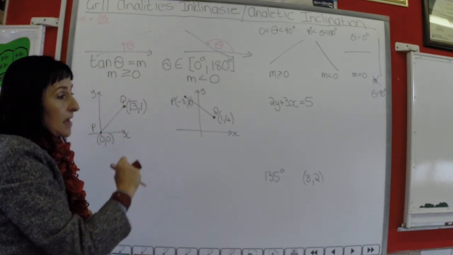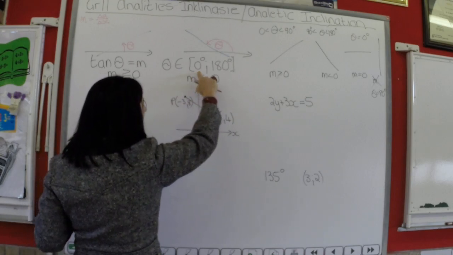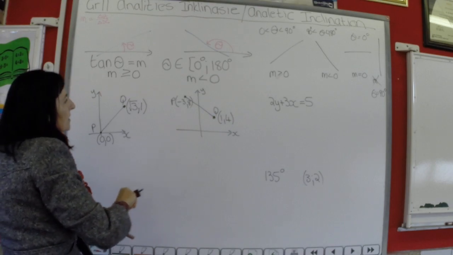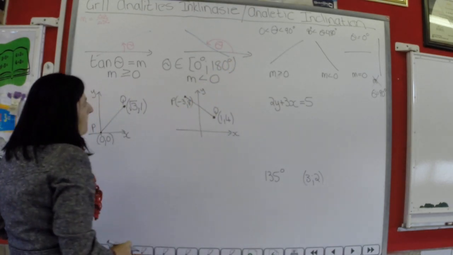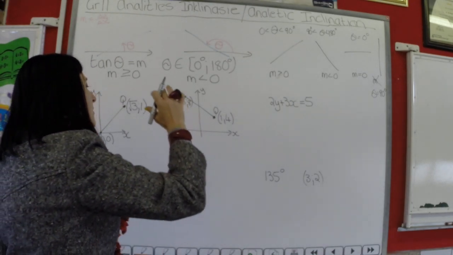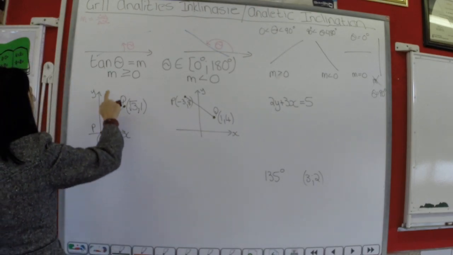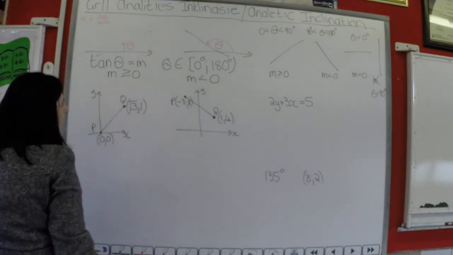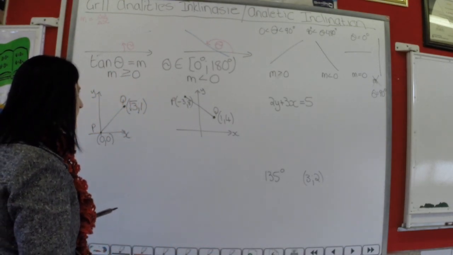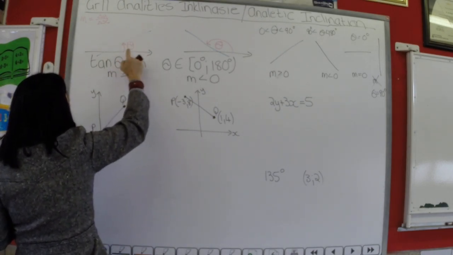This inclination angle can only lie from 0 degrees up to before 180 degrees. That's the inclination. It can't be bigger than 180. It must be from 0 until before 180 degrees. Wanneer die gradiënt groter of gelyk aan 0 is, met ander woorde die gradiënt is positief, the gradient is positive, then we know that this inclination angle will be acute.